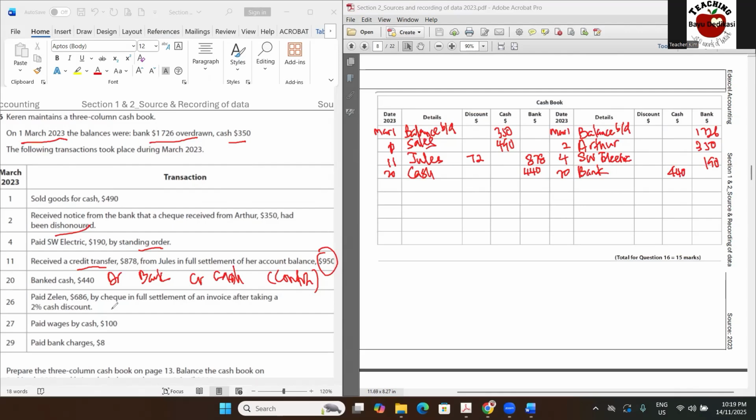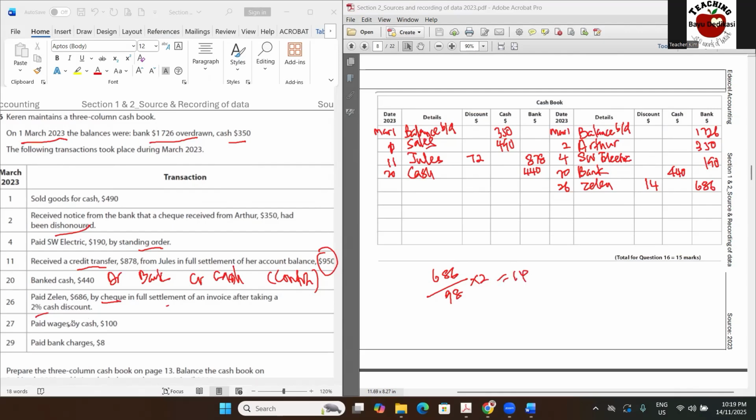Next is pay Zealand 686 by check, full settlement after taking 2%. So how much do we pay by check? 686. So that means 686 is the amount here, and this one is on the 26th. Pay to Zealand, and full settlement after taking 2%. That means this 686 is actually 98% of it. We need to calculate the discount. So the discount is 14. This is how we get this 14.